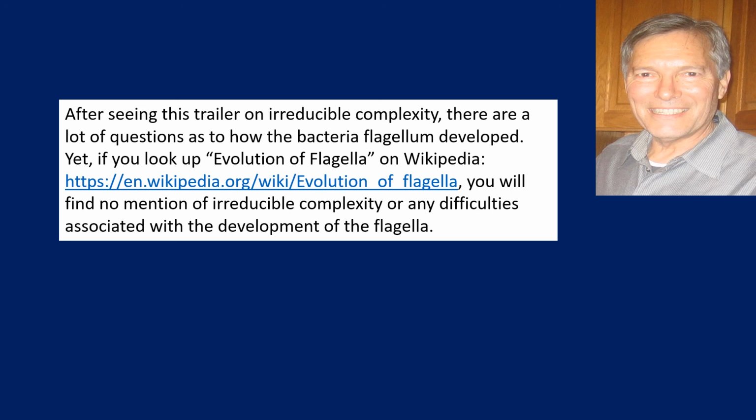So if you look at the evolution of flagella on Wikipedia, it says nothing about irreducible complexity. It's not even mentioned in that. Remember how it was negative? You start with irreducible complexity and you want to hear about irreducible complexity. They show all the negative aspects of irreducible complexity, but now you go to the evolution of flagella, you don't see anything about irreducible complexity, because that would be negative against what they're trying to promote here. They're just going to promote it without putting in the negatives.